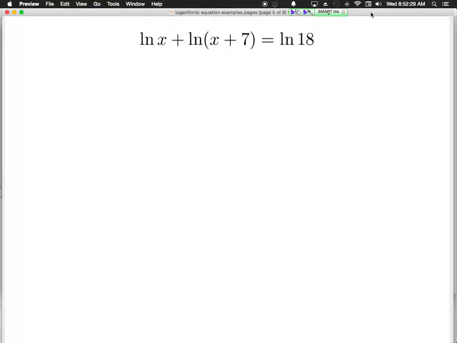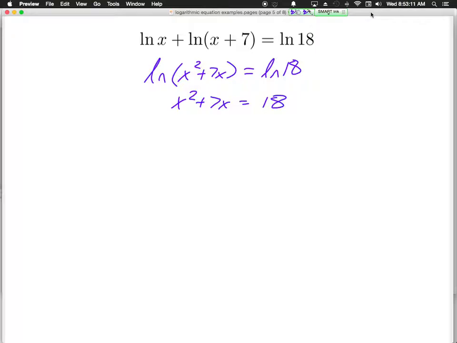So natural log of x plus the natural log of x plus 7 equals the natural log of 18. Combine them into one. How am I going to combine them on the left? What do I do to combine them? Multiply. So that makes it x squared plus 7x on the left and the natural log of 18 on the right. Set them equal to each other. Whenever I have a log equal to a log, set the insides equal.